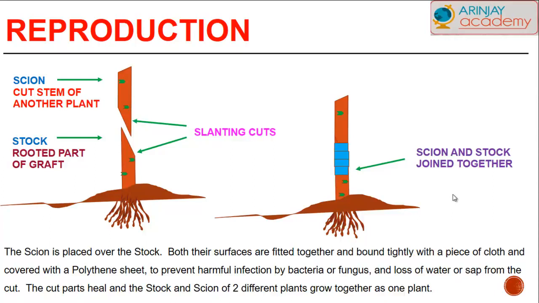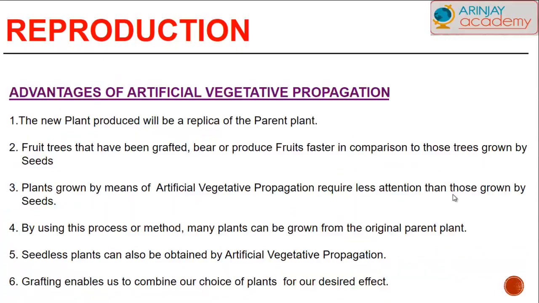So, once the scion is placed over the stalk and both the surfaces are fitted together and bound tightly with a piece of cloth and covered with a polythene sheet so as to prevent harmful infection by bacteria, fungus, or even loss of water or sap from the cut, the parts heal and the stalk and scion of two different plants grow together as one plant.